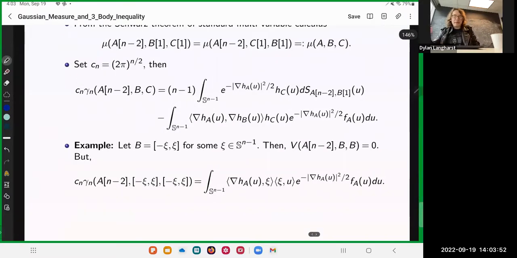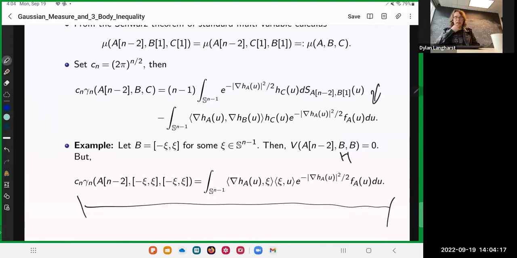So here's just an example of how the behavior here is pretty weird compared to the volume case. Take some vector k_z on the sphere and construct a line segment that connects minus k_z to k_z. Then the mixed volume of A with this line segment twice is 0. But if I input this B up here, I get this guy, which is not necessarily 0.